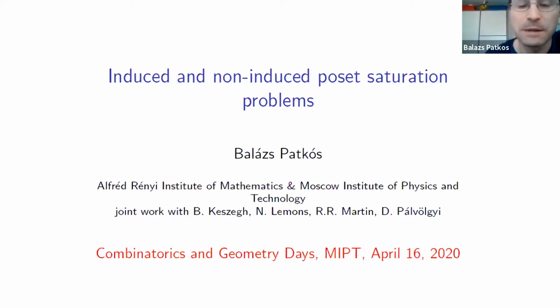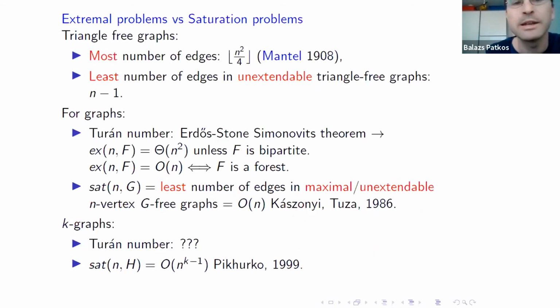So first of all, this is what I'm talking about. The results are joint with Balázs Keszegh, Nathan Lemons, Ryan Martin, and Dömötör Pálvölgyi. So I'm talking about saturation problems. They always come together with extremal problems. In extremal problems, we are looking for the largest combinatorial objects, Turán problems, so the most number of edges without having a triangle, the most number of hyperedges in an n-vertex hypergraph without having a forbidden hypergraph.